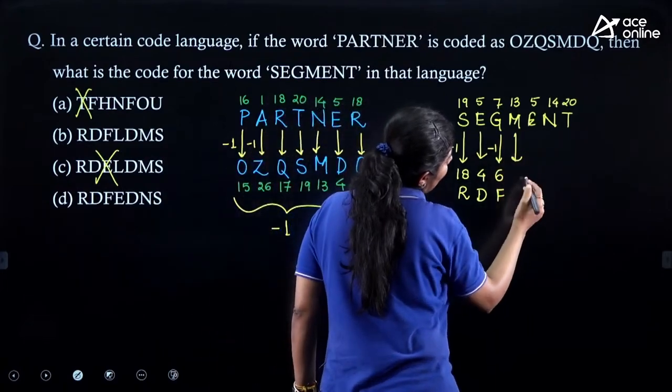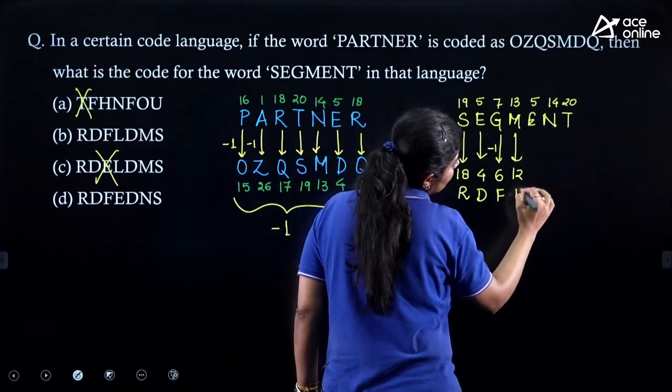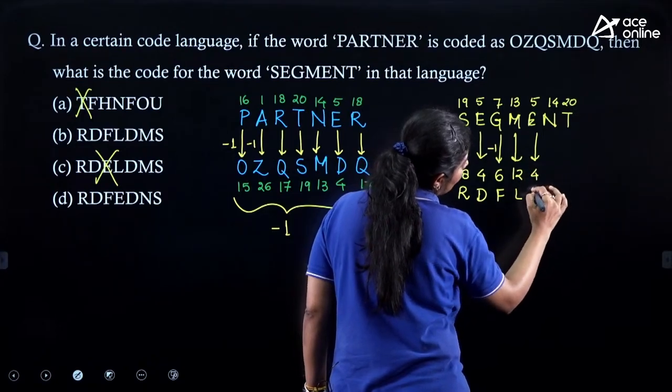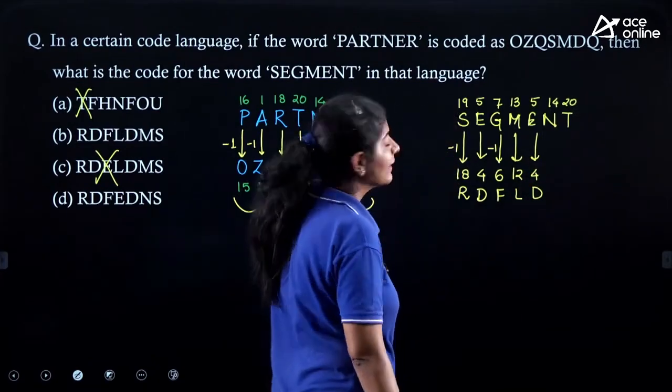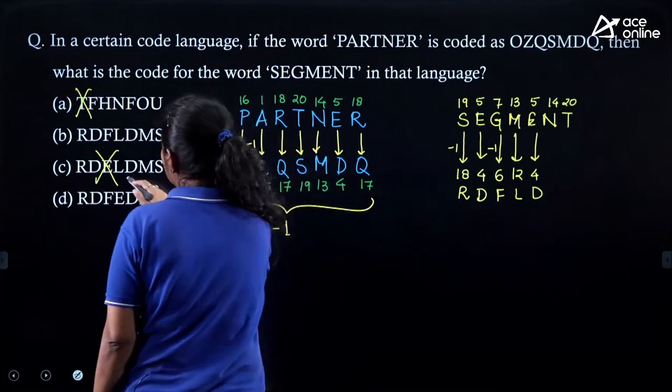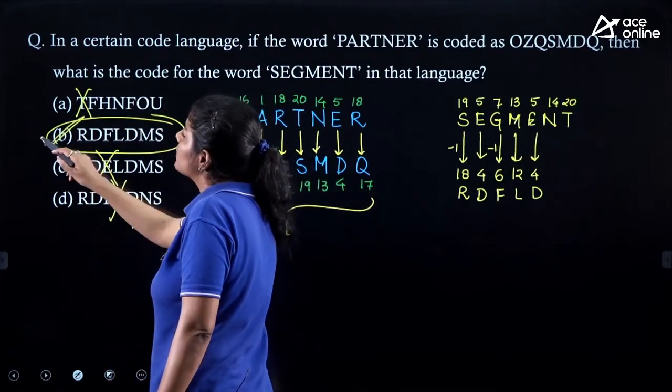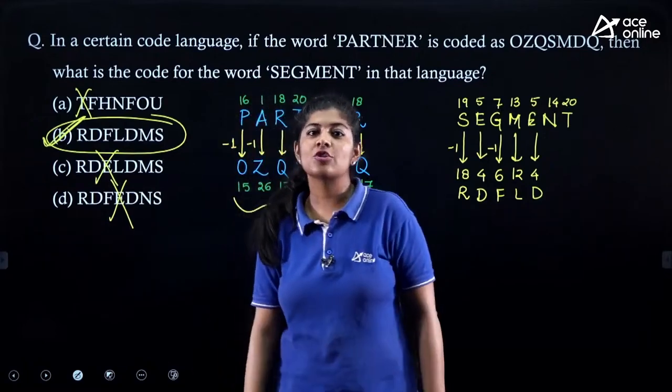Next, minus 1, 12. 12 is associated with L. Minus 1 again, that means 4, and 4 is associated with D again. That means again I need LD. This option is also eliminated. That means out of 4, 3 options are eliminated and we got our answer as option number B.